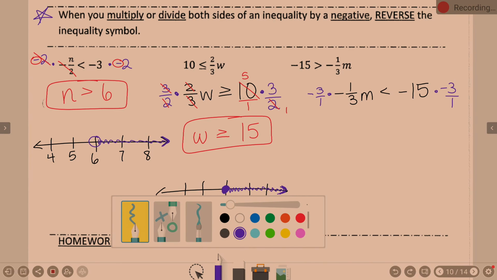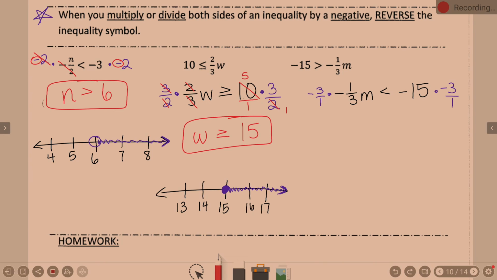Okay, almost there, guys. What happens with my 3's? They cancel. What's a negative times a negative? Positive. So this side is just m. Over here, what's negative 3 over 1? That's just negative 3. What's negative 3 times negative 15? 45. The signs because the negative 3.